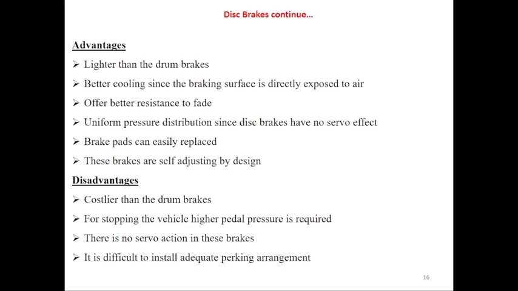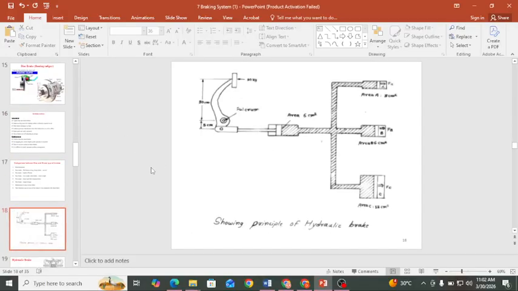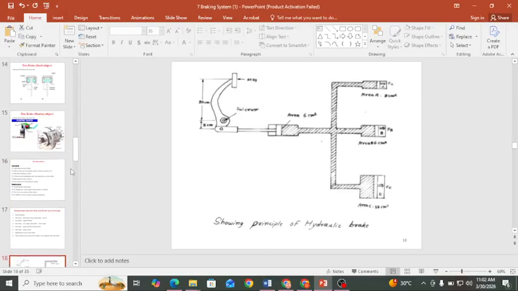Then the disadvantages. The first disadvantage is that it is costlier than the drum brake. Then for stopping the vehicle, higher pedal pressure is required. There is no servo action in these brakes, and it is difficult to install adequate braking systems here. These are the different parts of the braking systems.